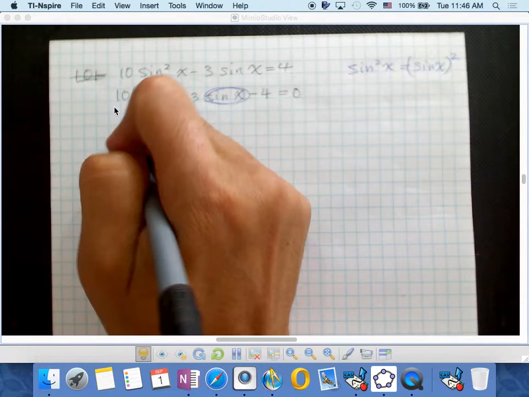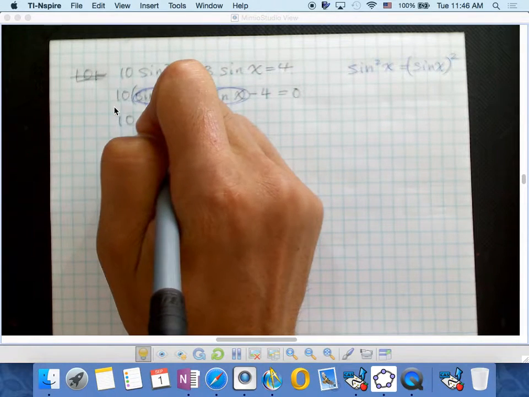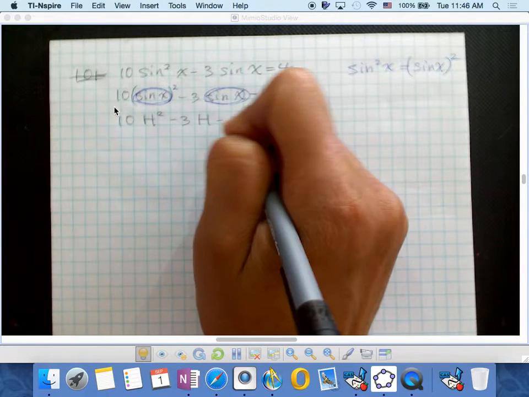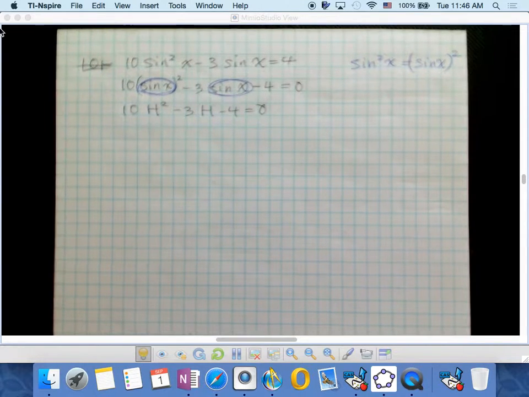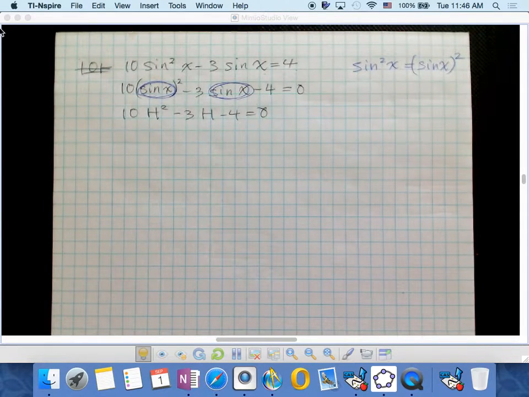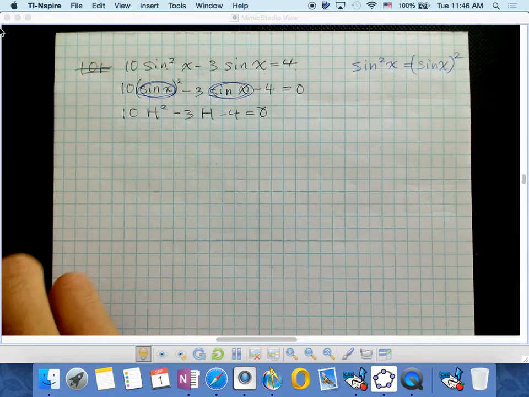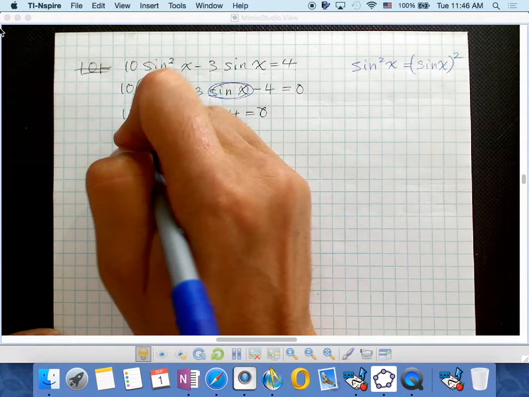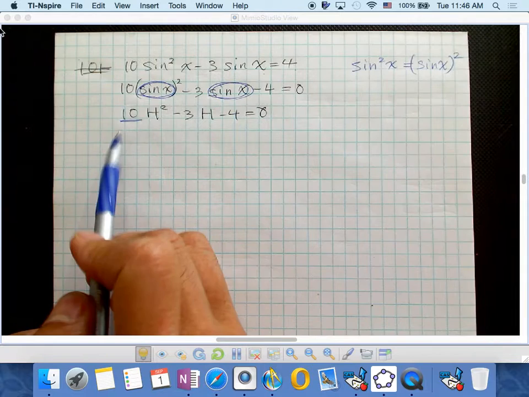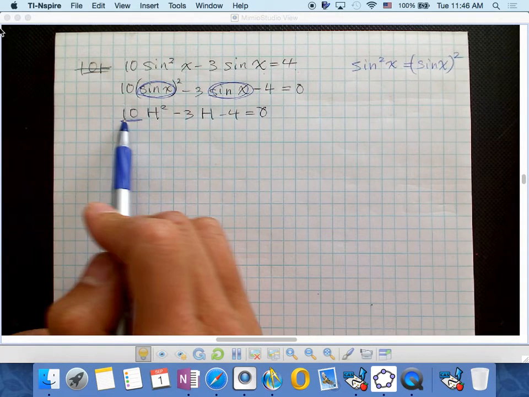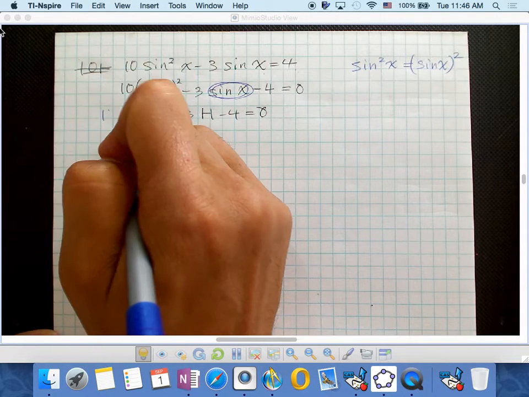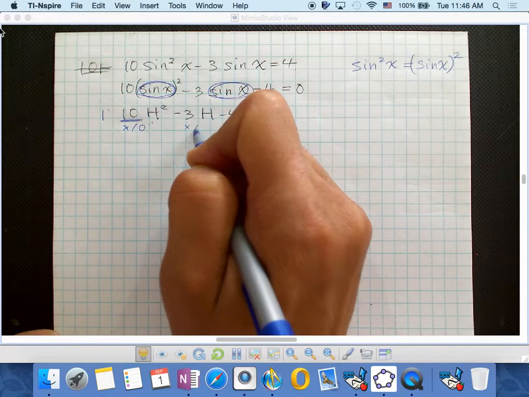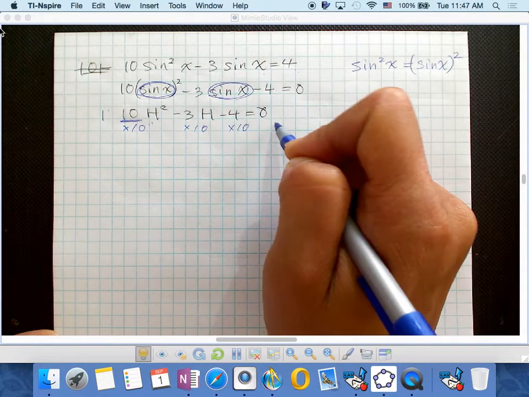So we have 10 times h squared minus 3 times h minus 4 equals 0. If you remember how to factor this, that we did in Algebra 1 or Algebra 2, what we can do is multiply by 10, because that's the coefficient of the quadratic. So I'm going to multiply everything by 10: this by 10, negative 3 by 10, negative 4 by 10, and 0 by 10.